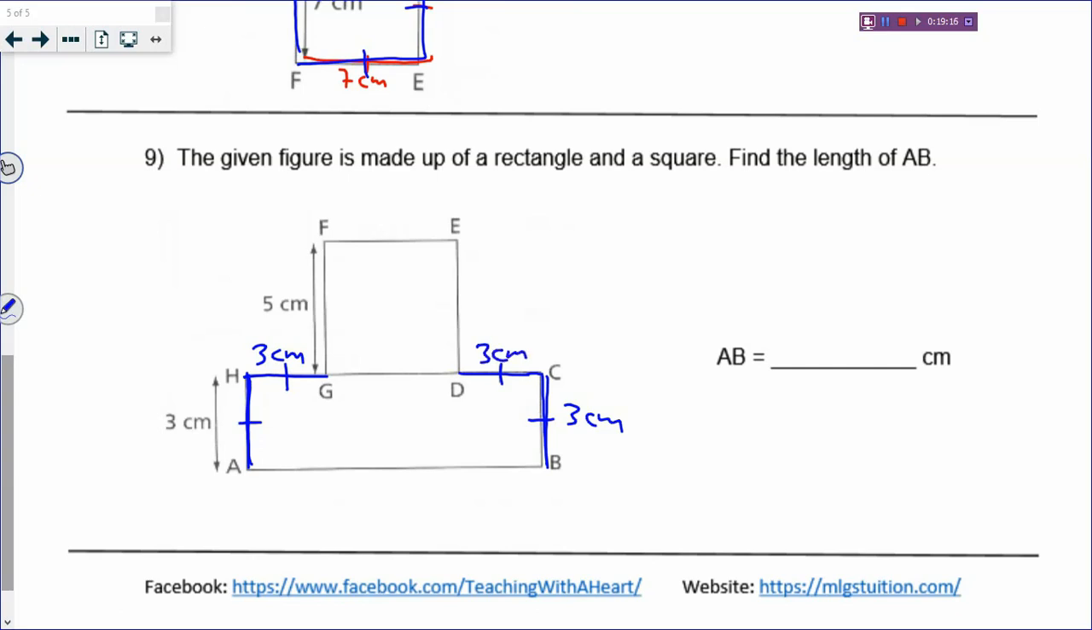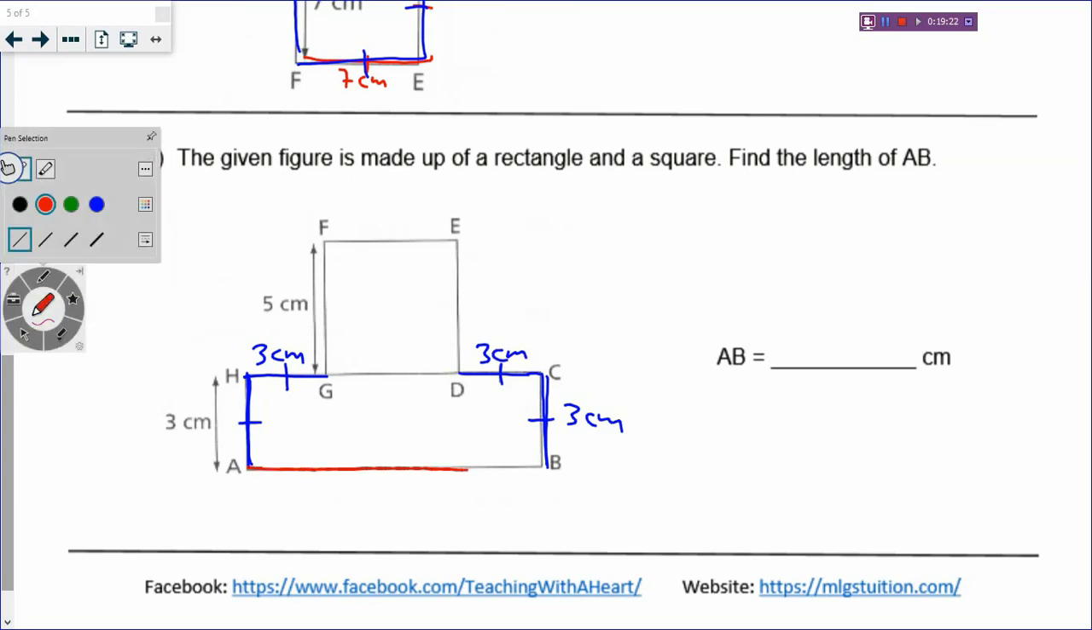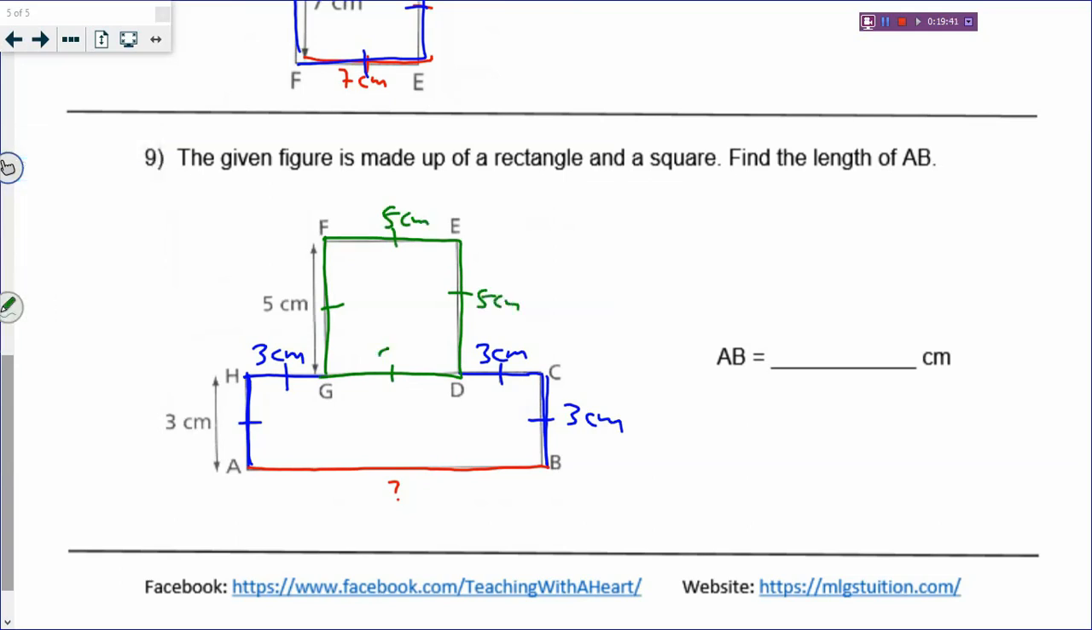So what is AB? AB means you want to find how long is this line. So how long is this line? Question mark. Okay, so what do we do? Can you see a square? There's a square here. All sides of a square are equal. So which means that this is 5. This is 5. And this is also 5. So can you find how long is AB? You take 3 plus 5 plus 3. And that's how you get 11 cm. So AB is 11 cm. Okay?